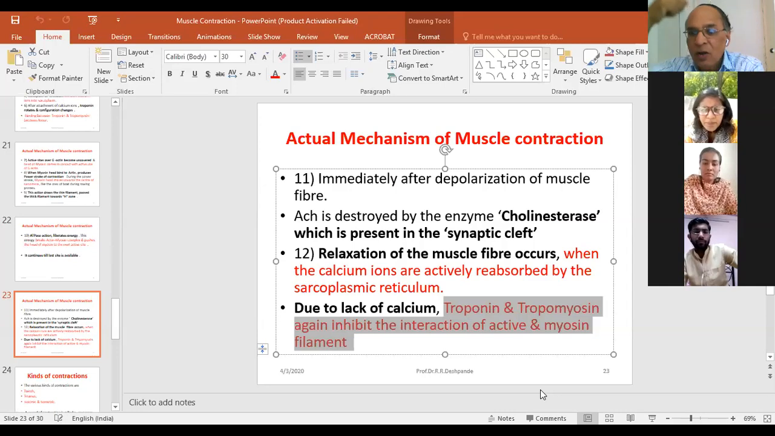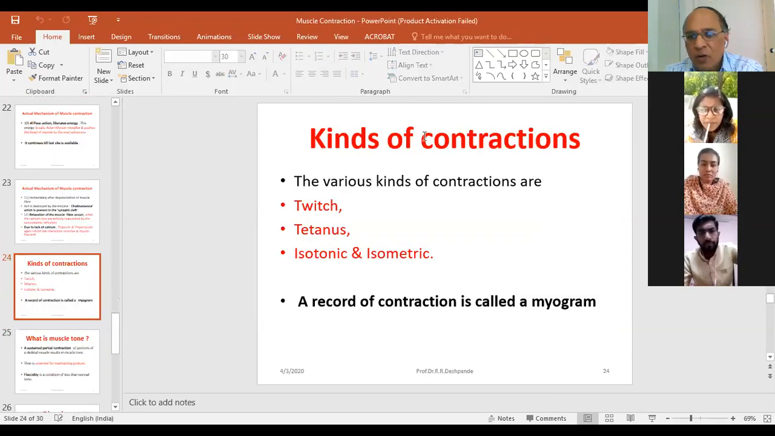So this is the cycle of contraction. At the end, what will be there? Relaxation. Okay. So these are the different contractions which we see in our practice. Some are called a twitch. Tetanus, dhanurvata. There is also severe contraction. You must tell me tomorrow what is meant by isotonic and isometric muscle contraction.